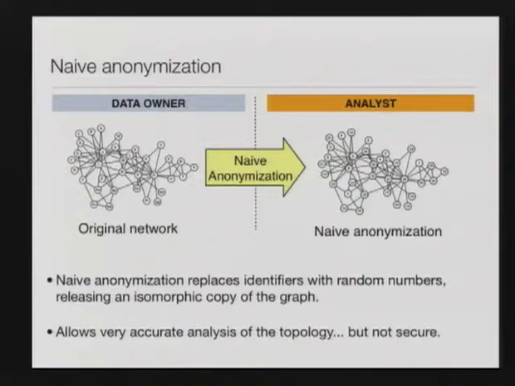So this naively anonymized graph is essentially an isomorphic copy of the graph. So it's perfect for studying topological properties of the graph. I could measure path length distributions, and I could simulate processes on this network, and there would be no loss of information there. Unfortunately, this type of anonymization is not secure.